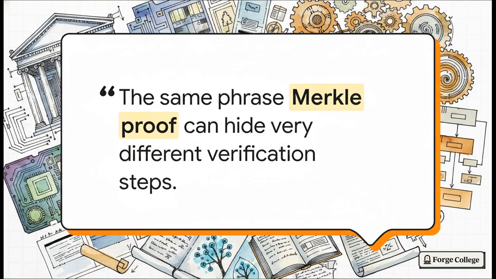I really want this next thought to stick with you. The same phrase, Merkle proof, in different specs can hide very, very different verification steps and metadata requirements. Understanding these underlying structural differences is exactly what prevents you from blindly guessing when you're reading protocol specifications. You absolutely have to know which blueprint you're actually looking at.